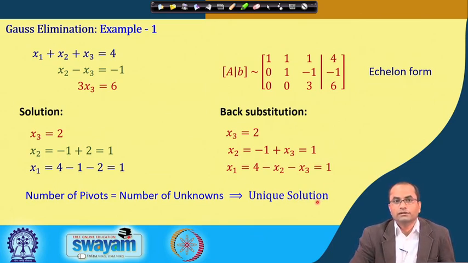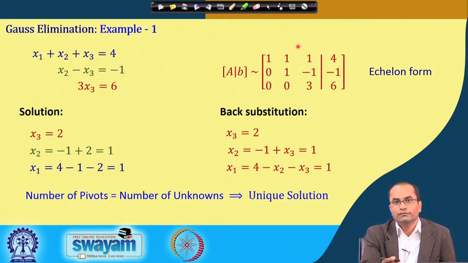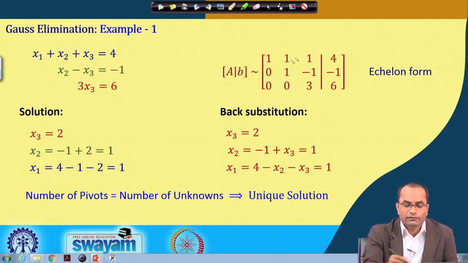This is the case of the unique solution, because our number of pivots is equal to the number of unknowns. Because each column is parallel, each column is associated with one variable. The first one is associated with x 1, the second with x 2, and the third with x 3.